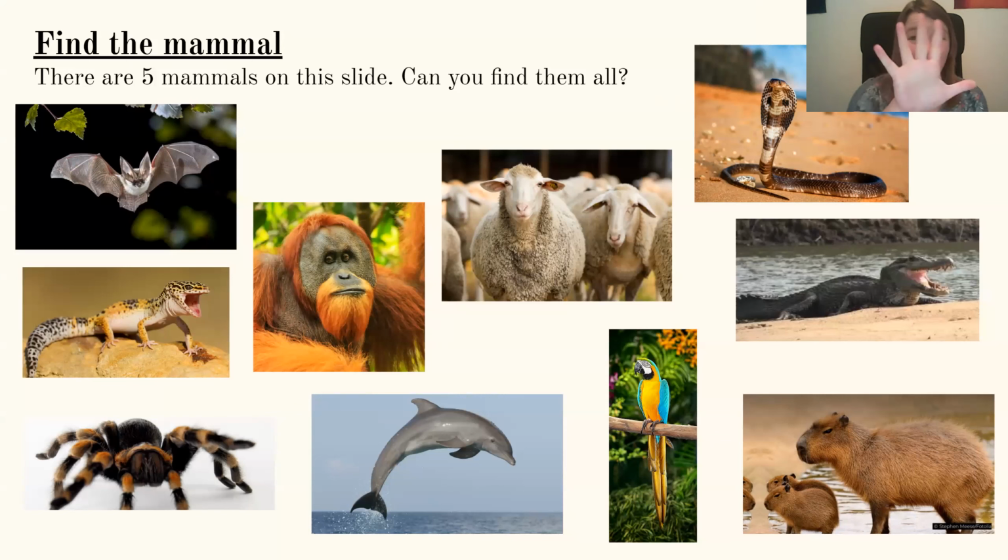There are 5 mammals on this slide. Remember, a mammal, yes, it's got hair. It's warm-blooded, it gives birth to live young and will feed them milk. So you need to try and find 5 mammals on this slide. You might want to pause this video just to check to get them all.